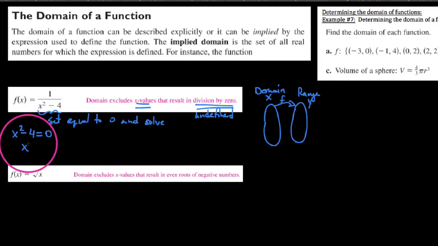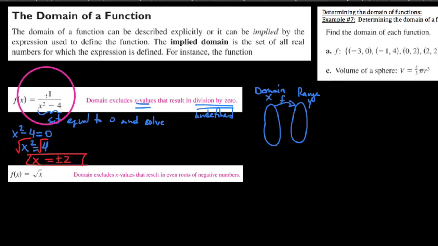We could add 4 to the other side. We get x squared equals 4. And then taking the square root of both sides, this is pretty important because you took the square root, you need to put a plus or minus out in front. But we get two x values here for which this function does not even work.